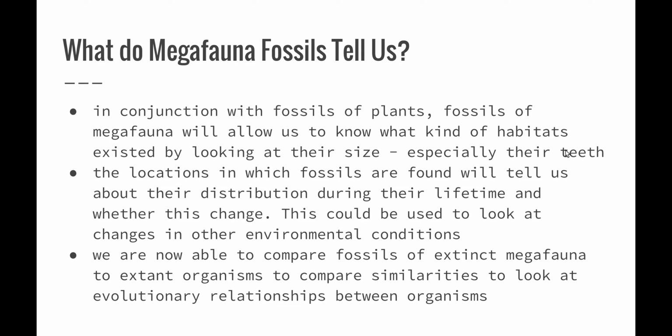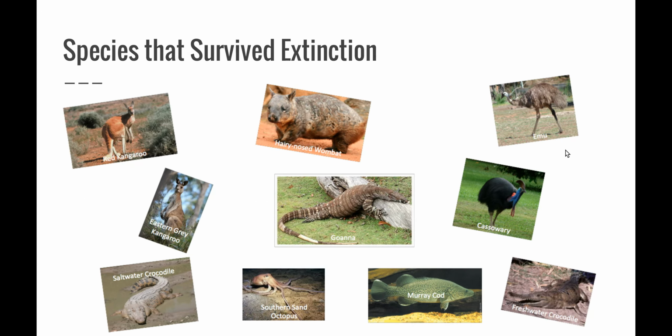Also, the fact that Australia was cooler meant that these megafauna were able to survive, because an animal of that size would need quite cool conditions, which helps us understand a bit more about the Australian climate. And lastly, we're now able to compare fossils of extinct megafauna to organisms that are still alive, in order to compare similarities and look at evolutionary relationships between organisms. We can see whether there is some kind of pattern of natural selection that changed those massive organisms into what we have now, or whether there were other evolutionary patterns that resulted in these changes.